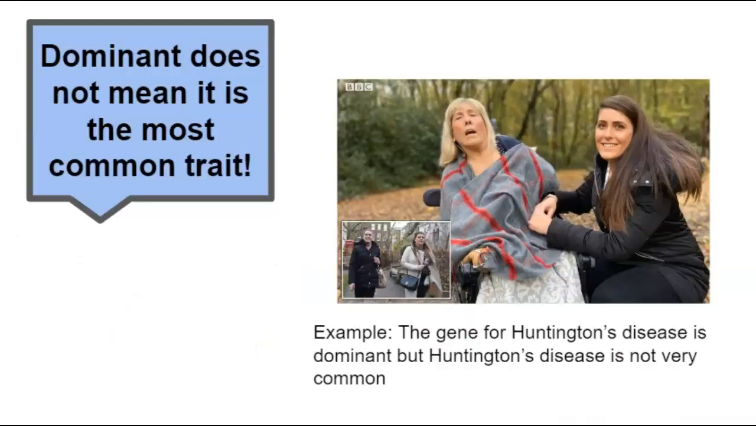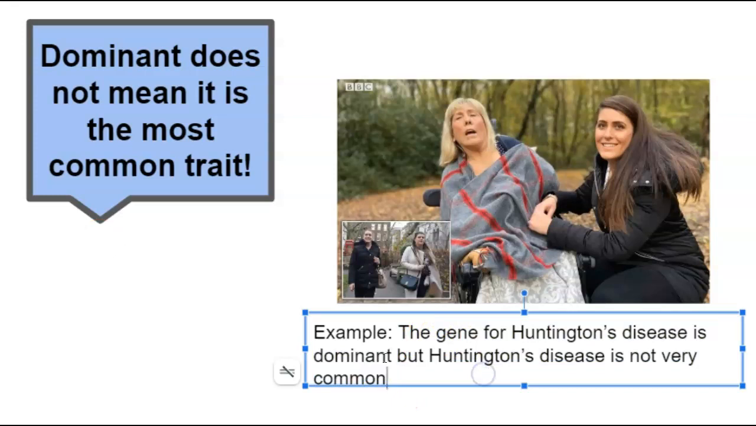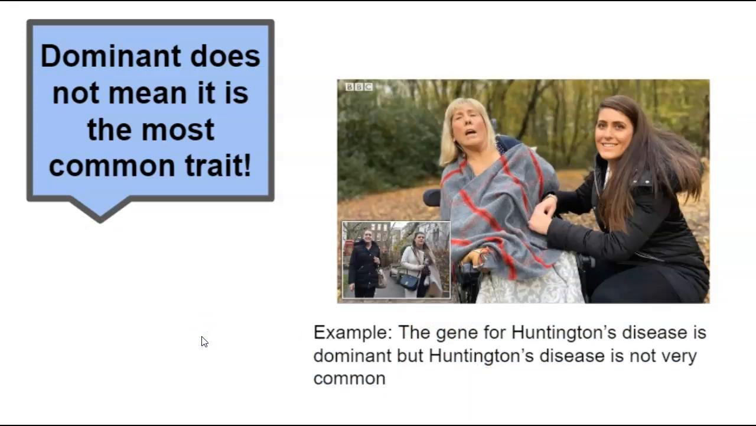Something important to remember is that dominant doesn't mean it's the most common trait. You don't have to write anything down from this slide. But one disease, Huntington's disease, we'll talk about that in a bit, the gene's dominant, meaning you only need one copy and you have the disease. But Huntington's is not very common. So just because it's dominant doesn't mean it's the most common trait or gene out there.